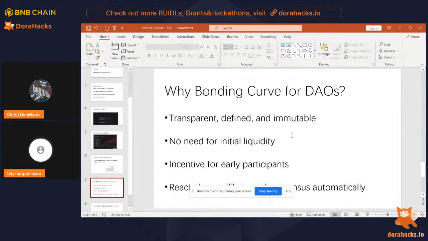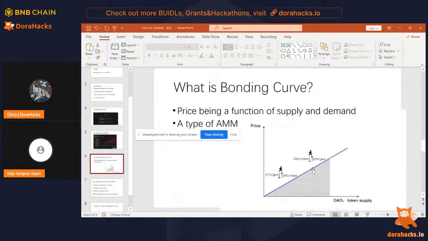And we don't need initial liquidity. It's also an incentive for early participants. And it can reach the equilibrium of consensus automatically. So think about that. If the whole market cap is here, in traditional order book trading systems, it can fluctuate a lot because you only need like 1 or 2% share to manipulate the whole market.